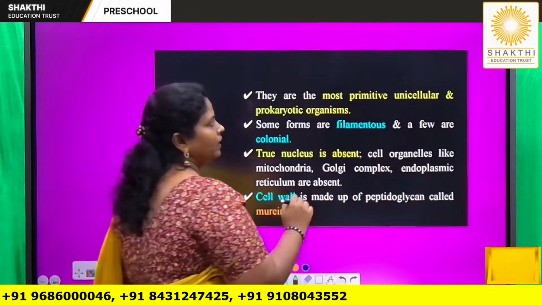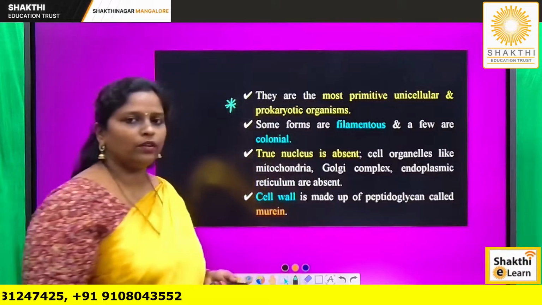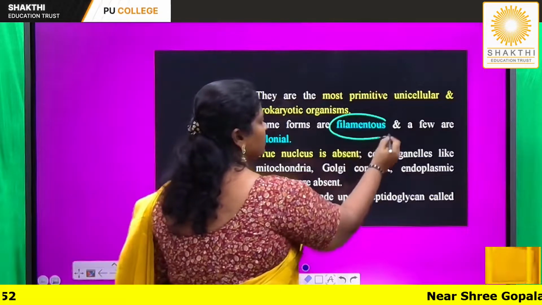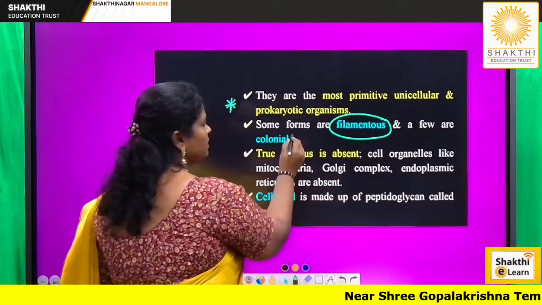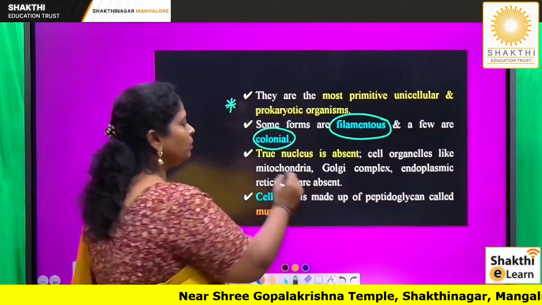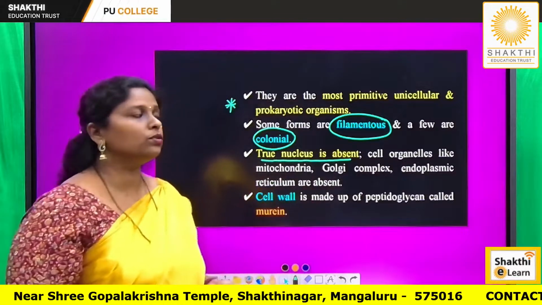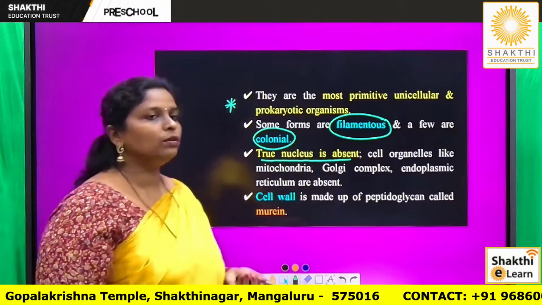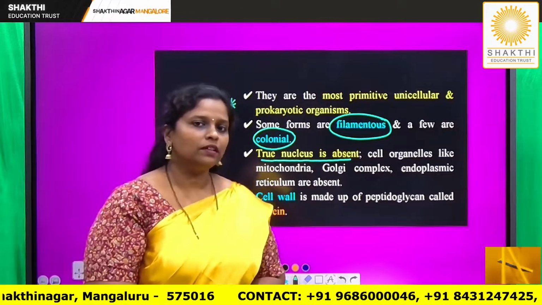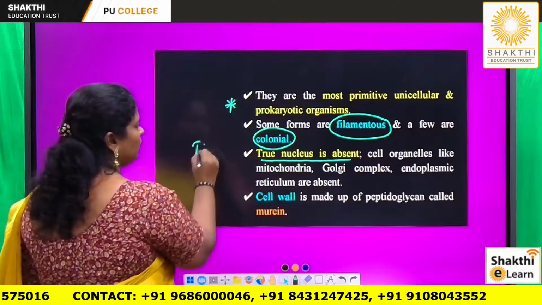Important highlighting features: these are the most primitive organisms. They are existing from a number of years. What is their appearance? They are filamentous, like a filament, or some will prefer to be in groups, then we use the term colonial. Very important feature is there is no true nucleus. What is the meaning of no true nucleus? The nucleus does not have a true nuclear membrane covering the genetic material. Hence, bacteria belong to a kingdom called Prokaryota.